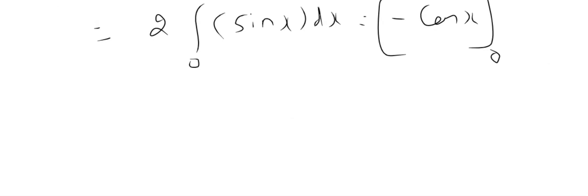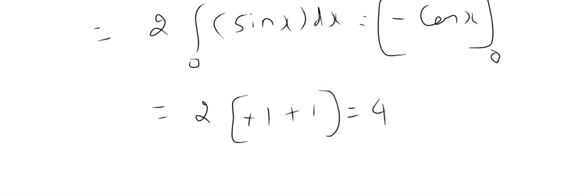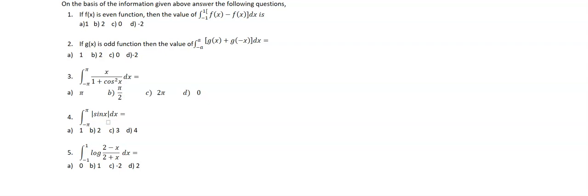So on applying the limits, we get 2 times minus of cos pi is minus of minus 1, which is plus 1, and cos 0 is 1. So that gives you 2 times 2, which is equal to 4. Let's see which option is correct. So option D is correct. So 4 is the correct answer.